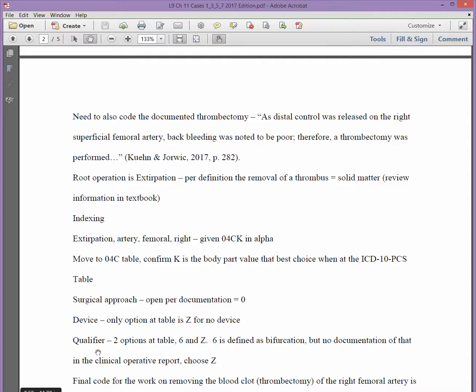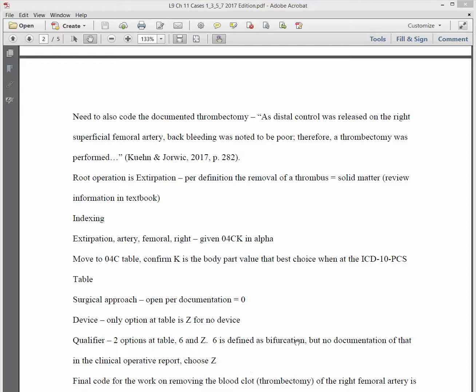Then we have our qualifier value. For our qualifier value at this particular row and table, we have two options: 6 and Z. 6 is defined as bifurcation. There's no identification of that word in our clinical information. And the use of bi means dual, like a bicycle, bi means two.